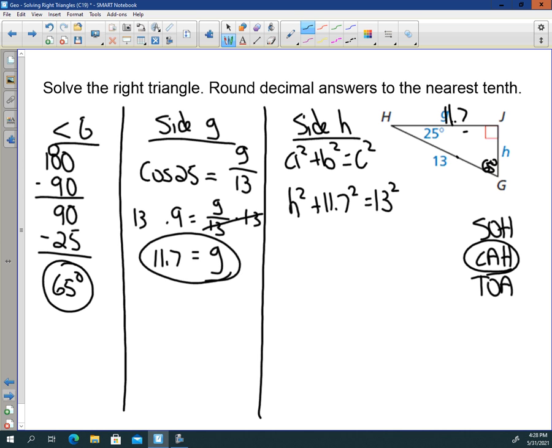Do you see why I set it up that way? Remember, the hypotenuse goes here, and 13 is the hypotenuse, and so that's where it goes. So h squared, I'm going to leave alone, plus 11.7 squared. 11.7 squared is, making sure, 136.89. Let's say 136.9.